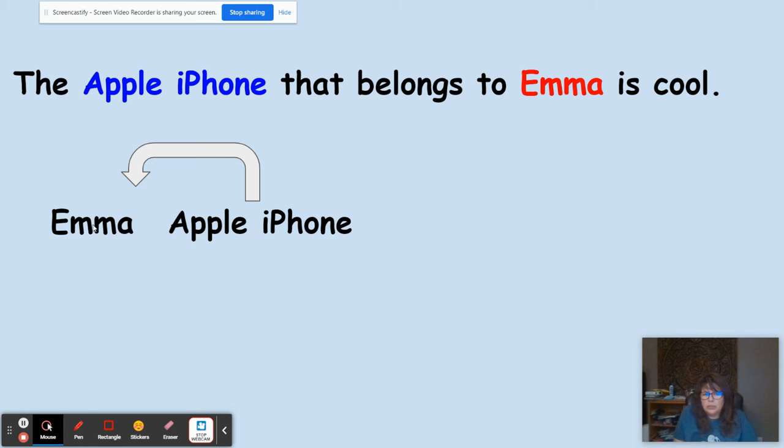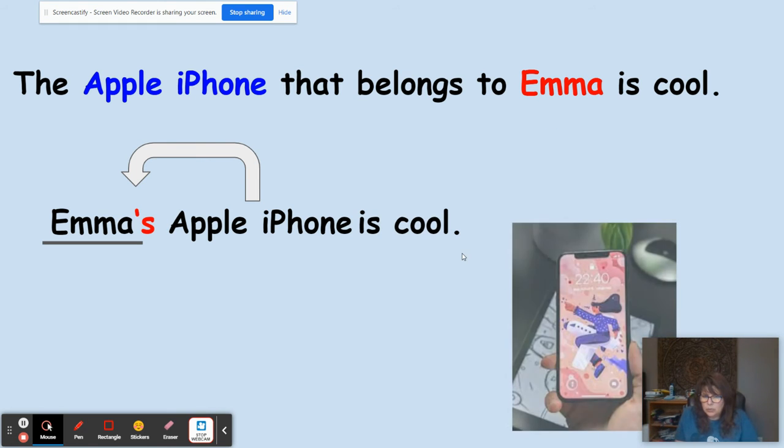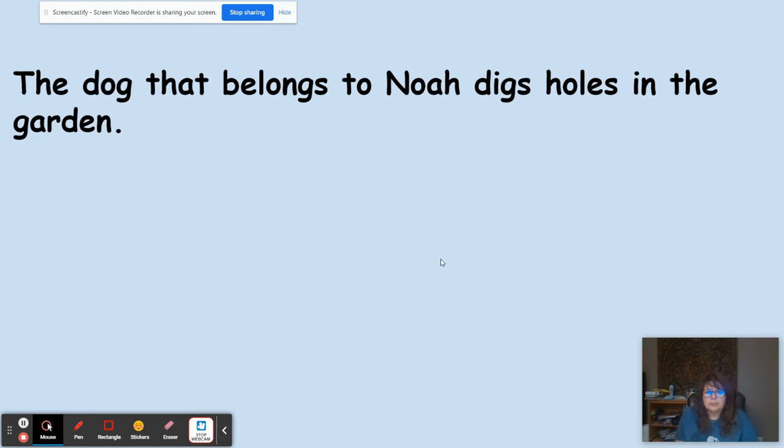So Emma is going to be turned into a possessive noun. So how do I do that? Emma is only one person, so it's singular. So I add apostrophe S. So now I say Emma's Apple iPhone. And what do we know about her iPhone? Is cool. So we add "is cool" and we have a new sentence: Emma's Apple iPhone is cool.